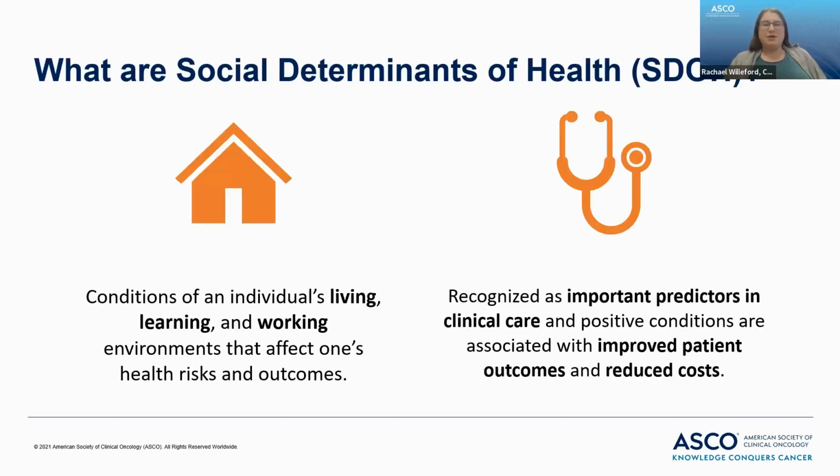So first, what are social determinants of health? We hear that a lot. Well, social determinants of health involve conditions of an individual's living, learning, and working environments that affect one's health risks and their outcomes. These have been recognized as important predictors in clinical care, and when these conditions improve, we see improved patient outcomes along with reduced cost.